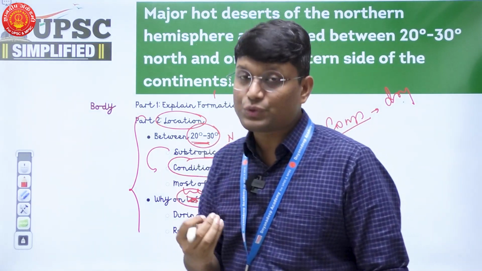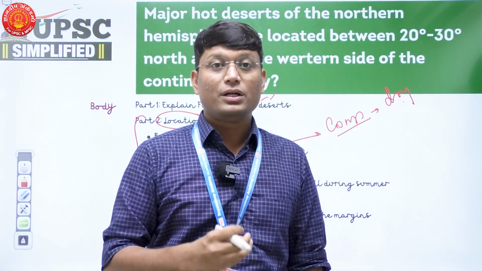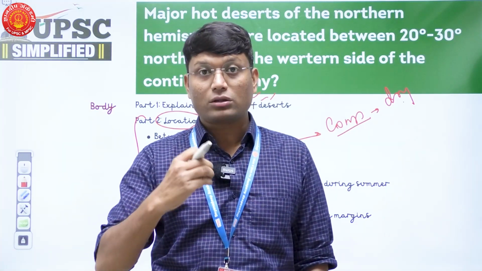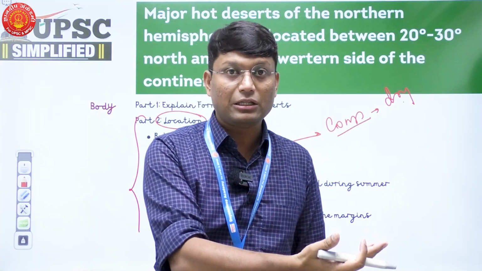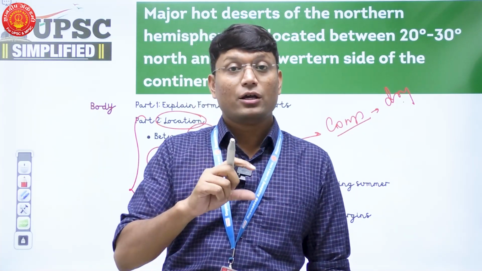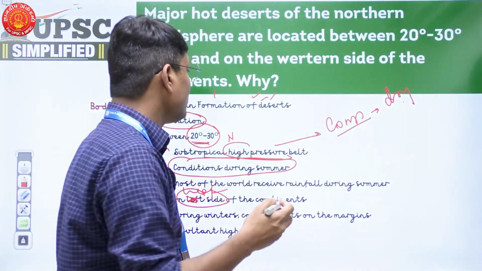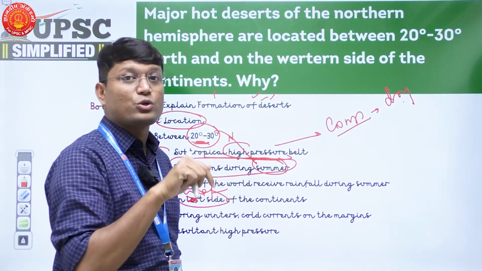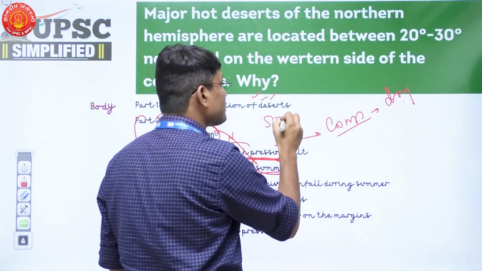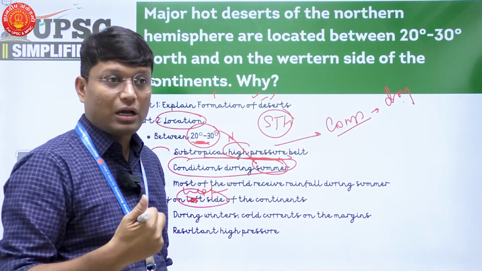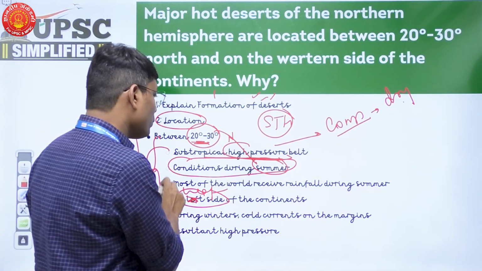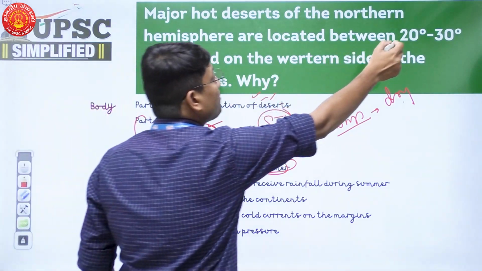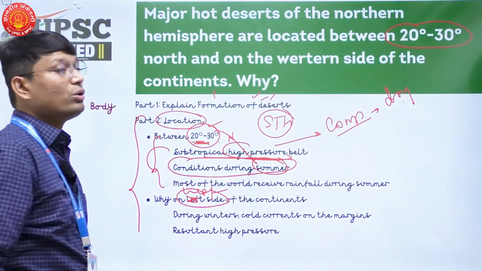You will have to say that across the globe during summer it rains, but when it comes to the 20 to 30 degree north region, be it in the northern hemisphere or in the southern hemisphere, you will write in this part that even during summer it does not rain. Why does it not rain? Because there is a subtropical high pressure condition. That is something you have to mention in the 20 to 30 degree part, and that is why we have major hot deserts located at 20 to 30 degrees.